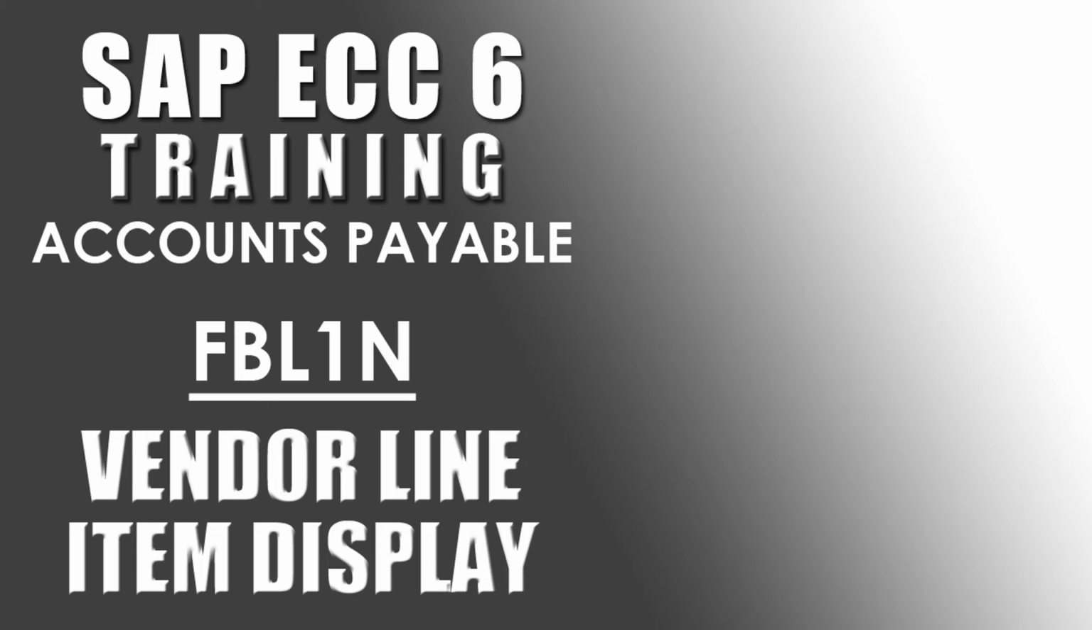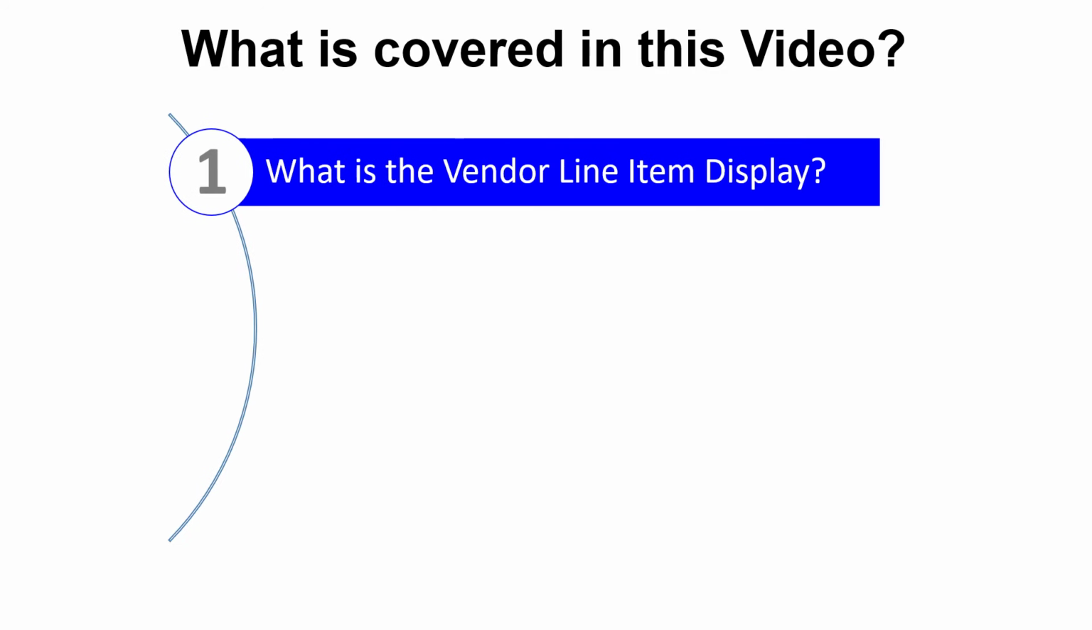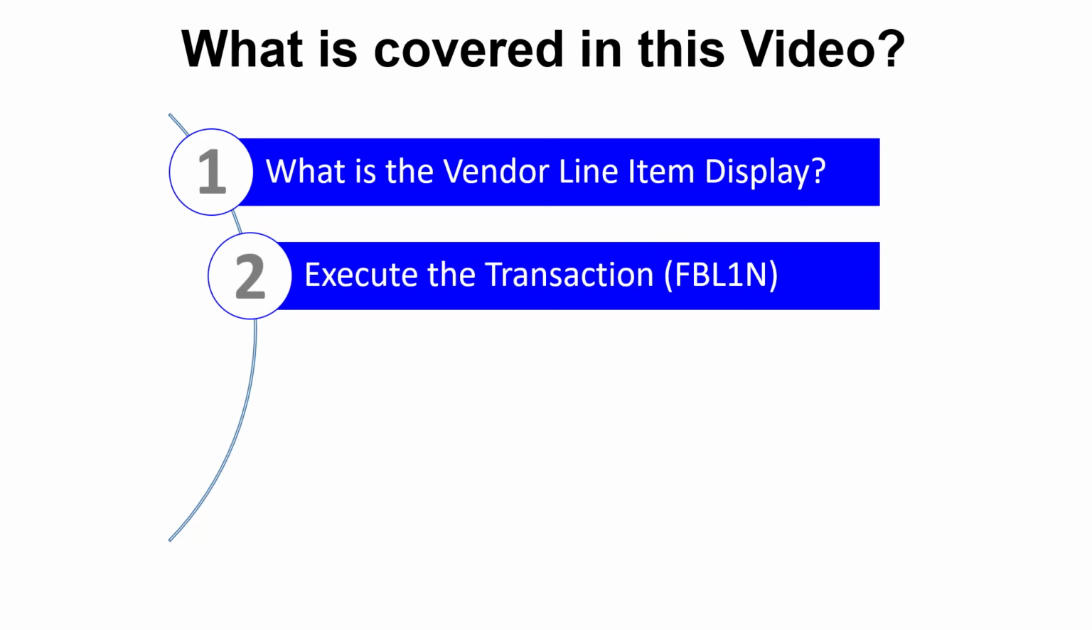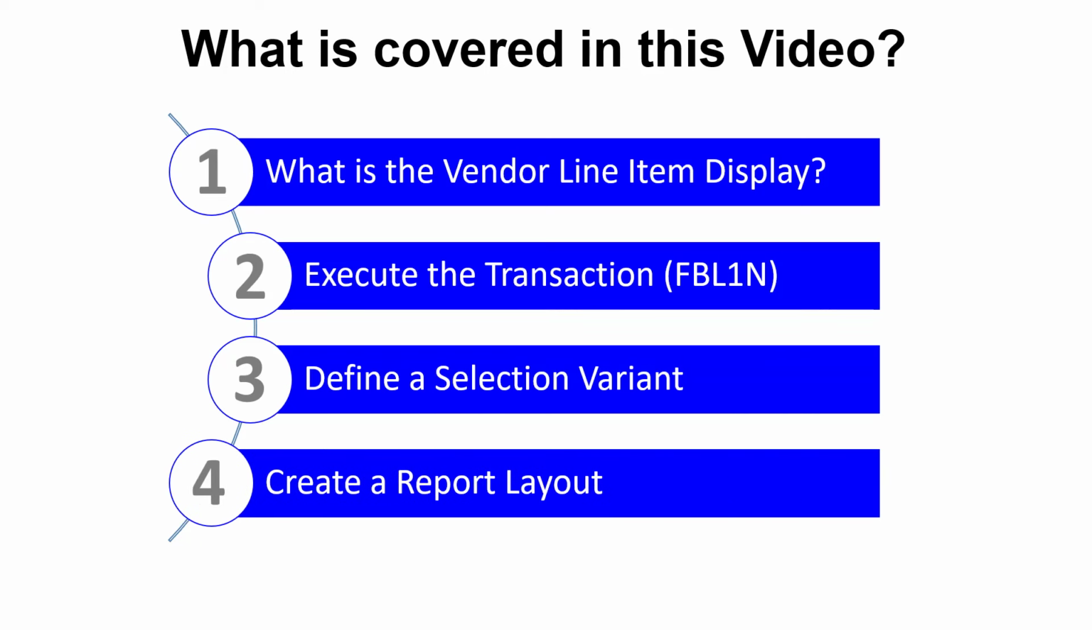In this video, we'll be discussing the vendor line item display, transaction FBL1N. And here's a list of topics. To begin with, we'll answer the question, what is the vendor line item display? Then it's straight into the practical component. We'll log on to SAP, execute the transaction, and explain the functionality within the report. We'll then cover saving the report selection criteria as a selection variant. And finally, creating a default report layout that provides all of the required information in a user-friendly format.